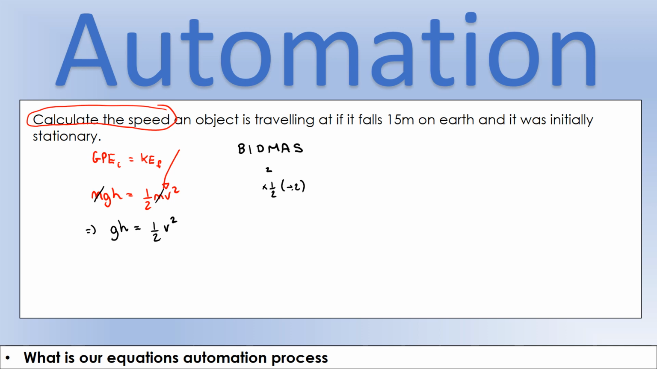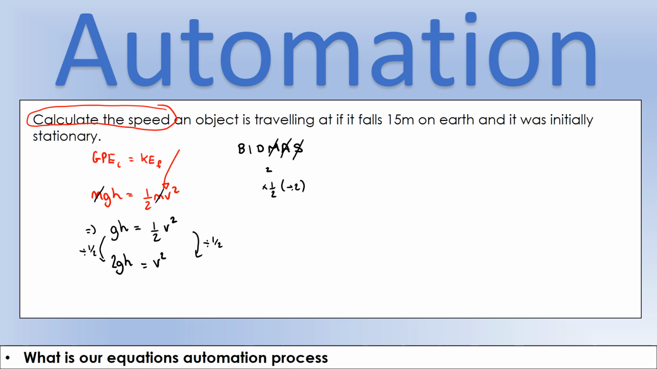Okay, so going through in order, is it being subtracted? No, it isn't. Is there anything being added? No, there isn't. Is there anything being multiplied? Well, I think there is. We're being multiplied by a half. So what we're going to do is divide by a half, or times by 2, however you want to think of it. So we're going to have 2gh is equal to v squared.